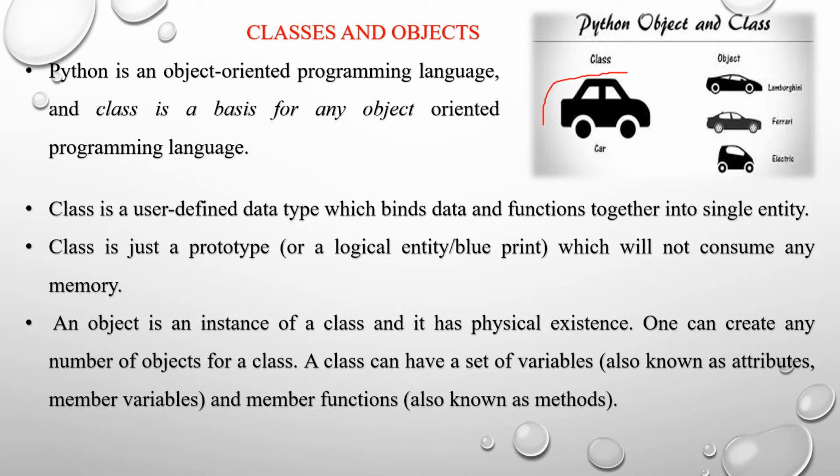So here car is the class, and objects are, so this is the first object. Let us assume this is the Lamborghini, and this is the second object, and the second object is Ferrari, and this is the third object, and the third object is an electric car. So here the class is the logical entity, and the object is the physical entity.